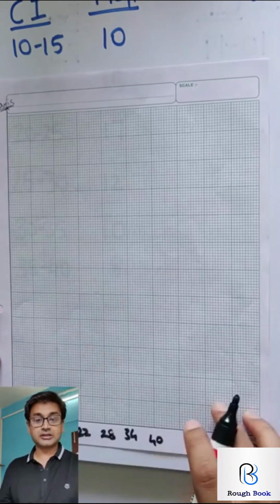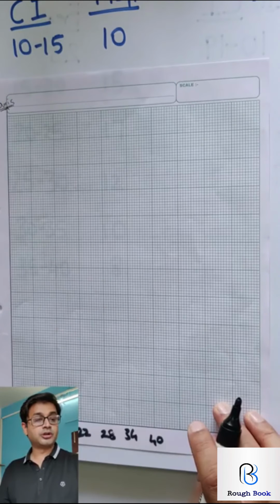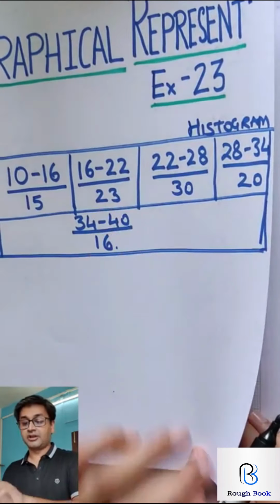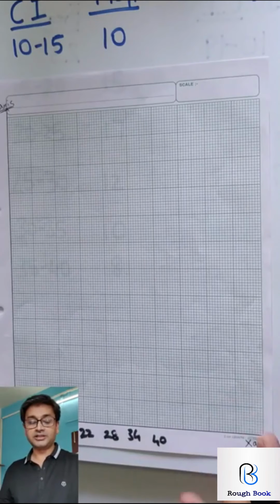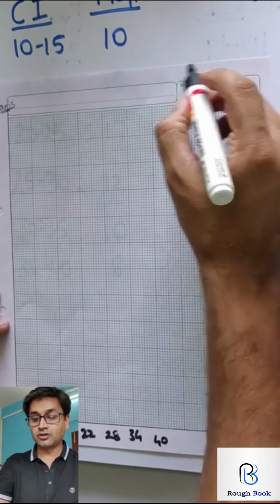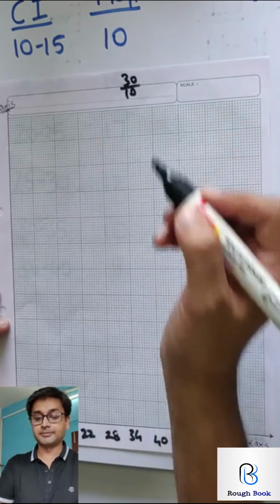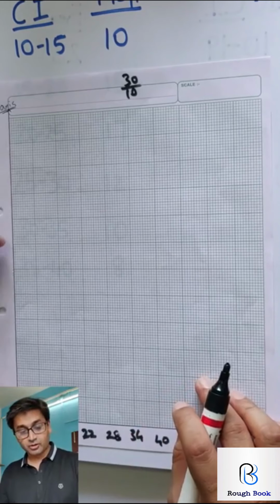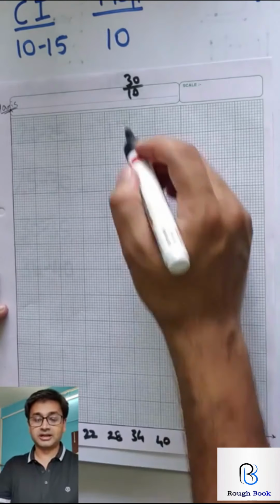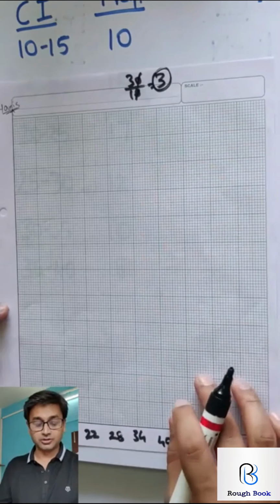Now on the y-axis, how are you going to calibrate? You need to look at the highest frequency. If you look at this, the highest frequency that we have is 30. To divide 30, you should always take 30 divided by 10. Why 10? Because we are going to use 10 blocks max. Try to use 10 blocks, not more than that. So I can take 3 as my unit over here.